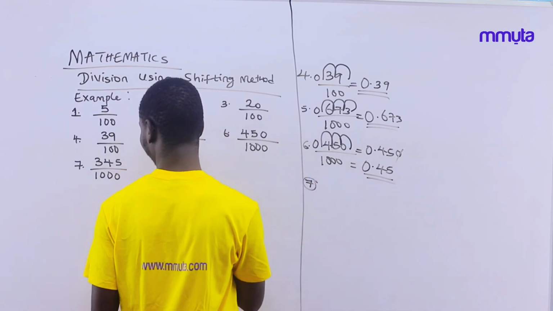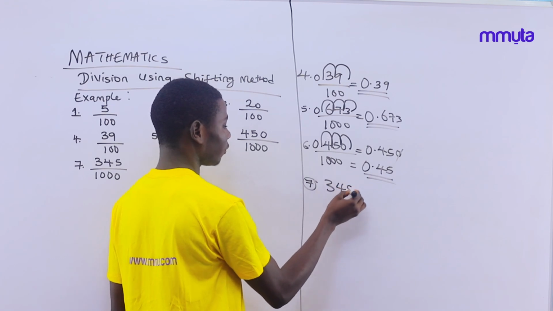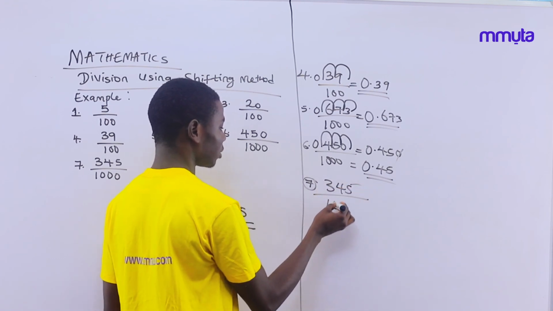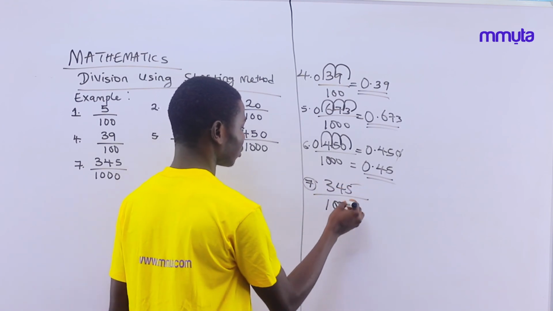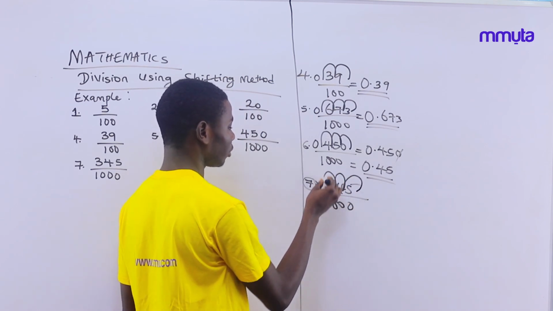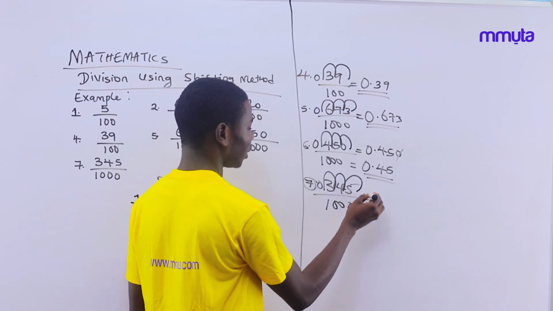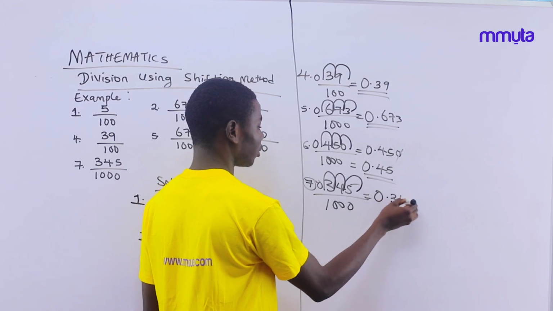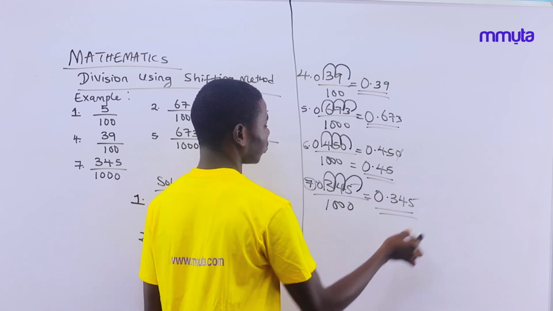Number 7, 345 divided by 1000. We shift 3 times from the back. 1, 2, 3. Add 0. We have 0.345. Answer.